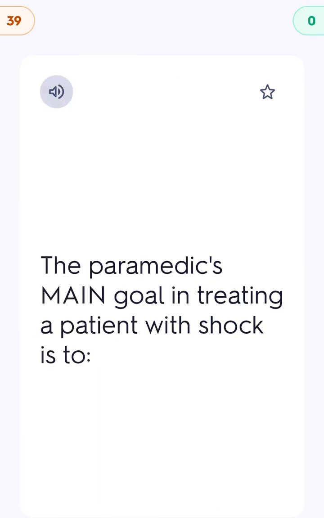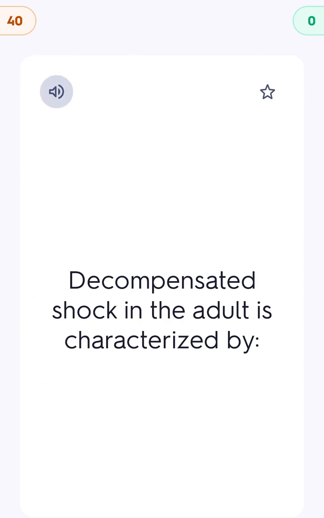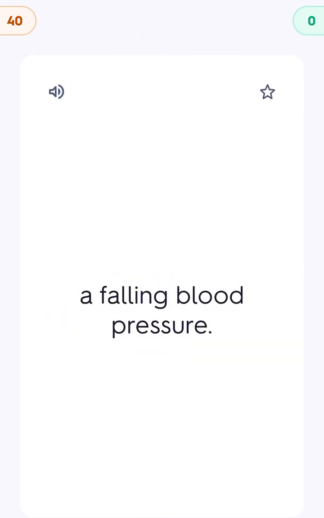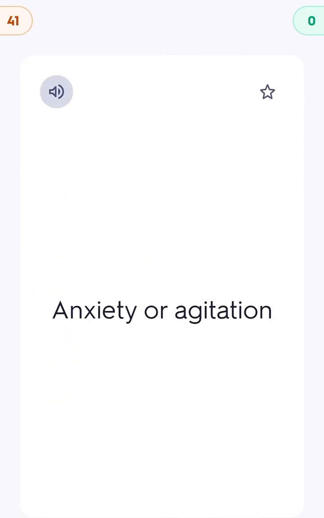The paramedic's main goal in treating a patient with shock is to recognize the signs and symptoms of shock in its earliest phase, and begin immediate treatment before permanent damage occurs. Decompensated shock in the adult is characterized by a falling blood pressure. Which of the following signs would you most likely observe in a patient with compensated shock? Anxiety or agitation.